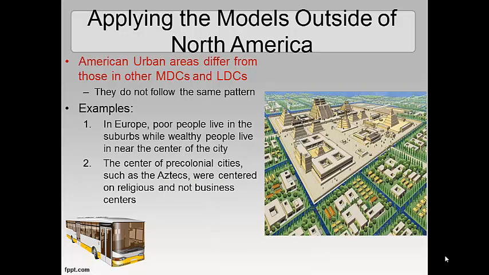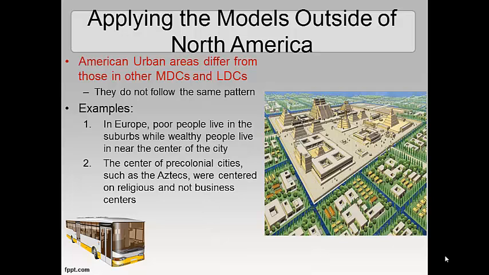American urban areas differ greatly from those in other MDCs, and especially in LDCs. They do not follow the same pattern. Here are two specific examples. In Europe, ironically, poor people live in the suburbs and not near the central business district, while wealthy people live near the center of the city. So it's a little opposite of the American model.